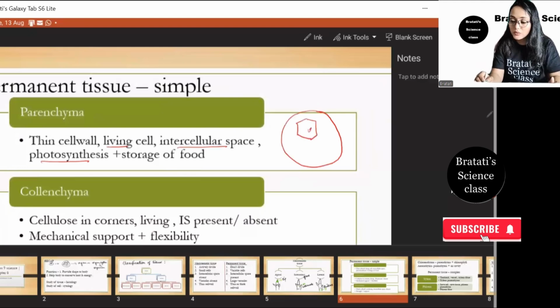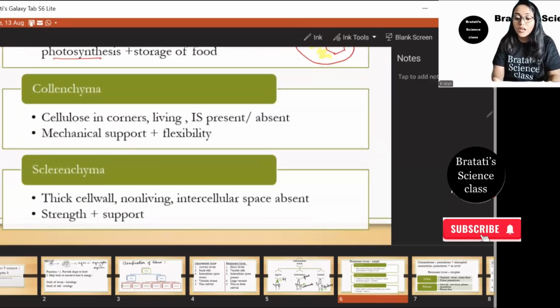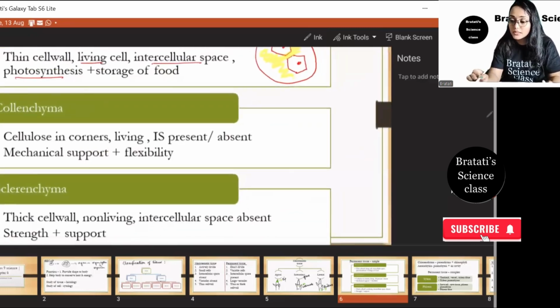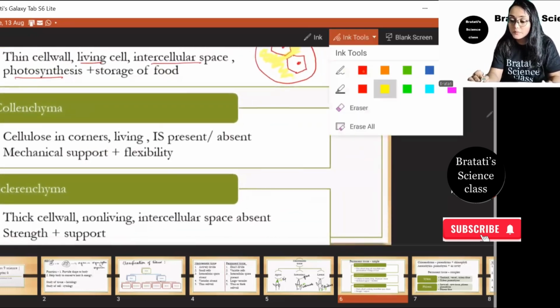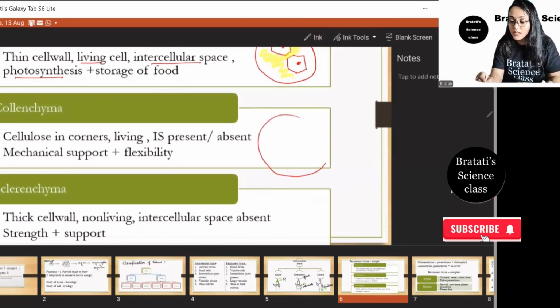So this is the nucleus, this is the cell and this is the parenchyma tissue where intercellular space is present. So these are the intercellular spaces present in the parenchyma cells. Now what about the collenchyma? This is the collenchyma tissue.